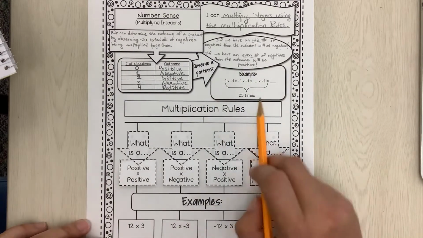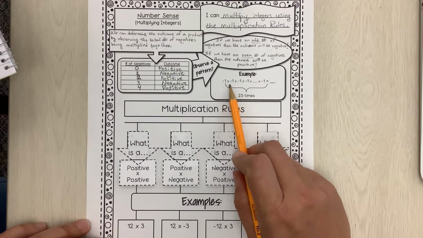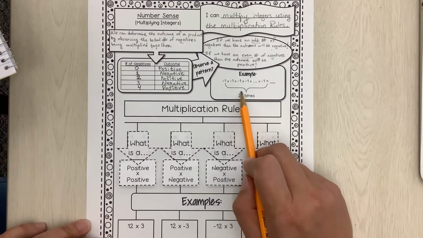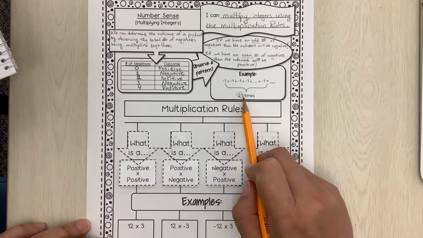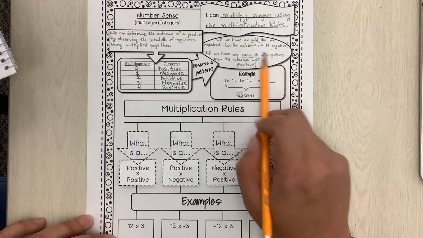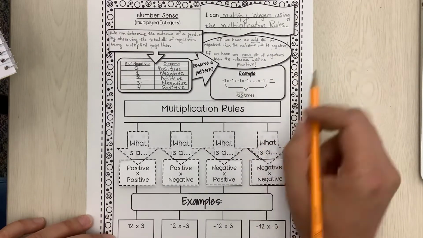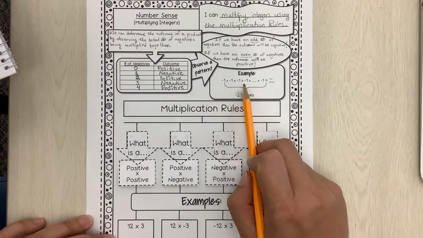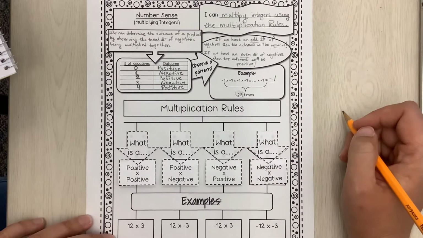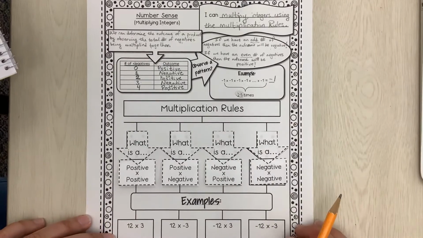So let's do an example here. Negative times negative times negative times negative, 25 times. So think of 25 times. We wrote negative 1 times negative 1, 25 times. Well, the number 25 is an odd number. 25 is odd. So that tells me my answer is going to be negative. And what's 1 times 1 times 1 times 1 times 1? Well, the answer is just going to be 1. So my answer is negative 1.